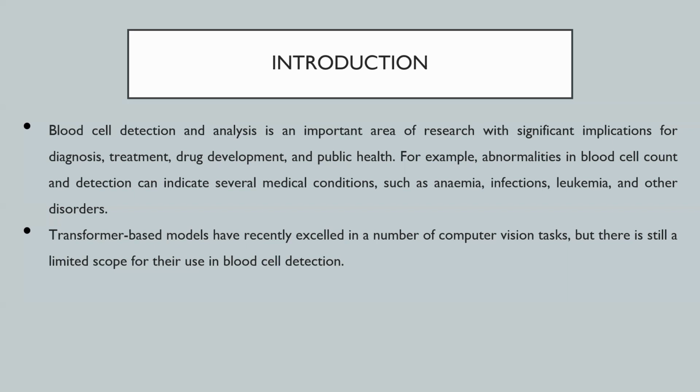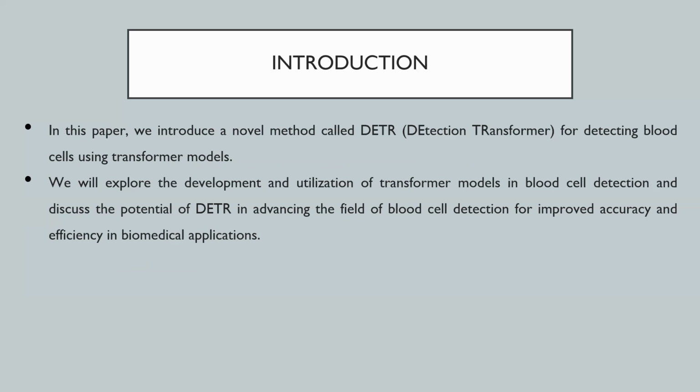There are various methods for detecting blood cells, including manual examination under a microscope, as well as automated analysis using specialized equipment. In this research, we present a new technique for identifying blood cells using transformer models, specifically known as the DETR, detection transformer model, which has not been extensively studied in the biomedical field.